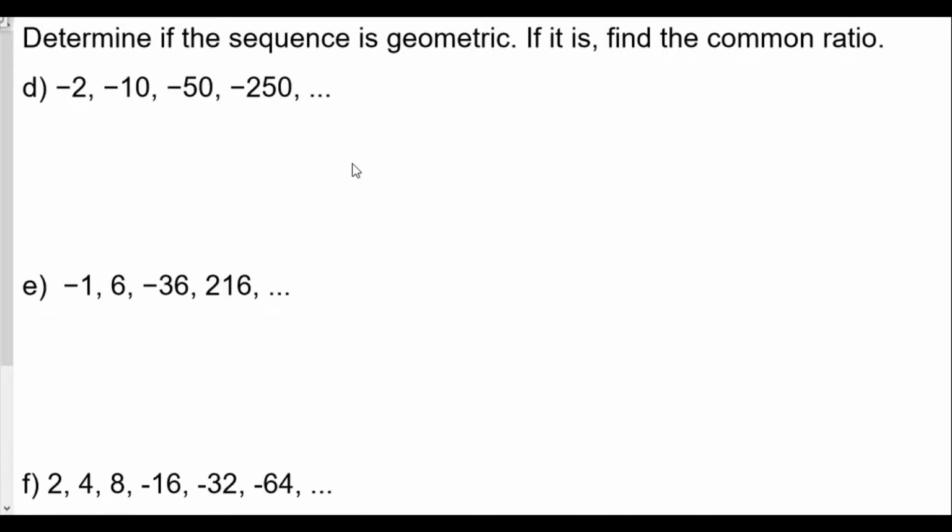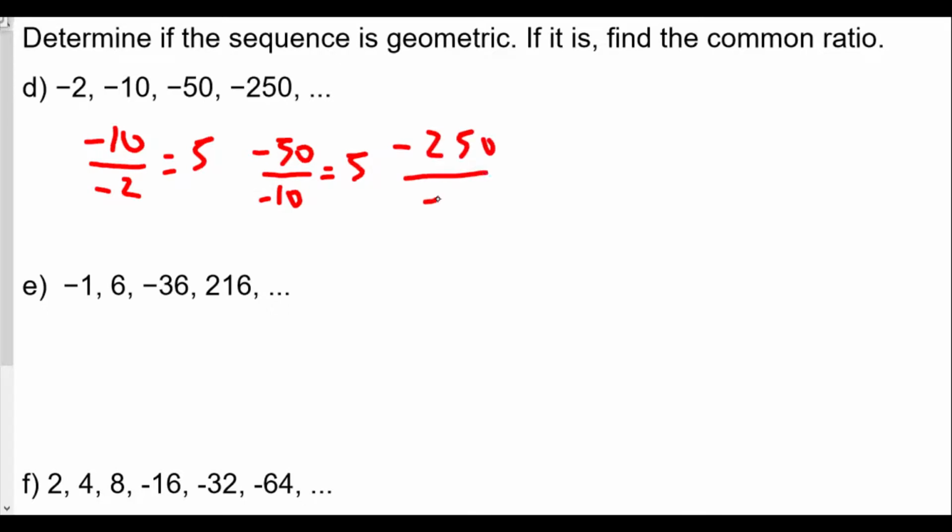Determine if the sequence is geometric. Okay, let's take a look. For D, we'll take the second term, negative 10, and divide by negative 2. We're going to get 5. We take the third term, negative 50, divide by negative 10. We get 5. We take negative 250, divide by negative 50. We're going to get 5. So it looks like all the terms of the sequence match up. The answer is yes. It is a geometric sequence.